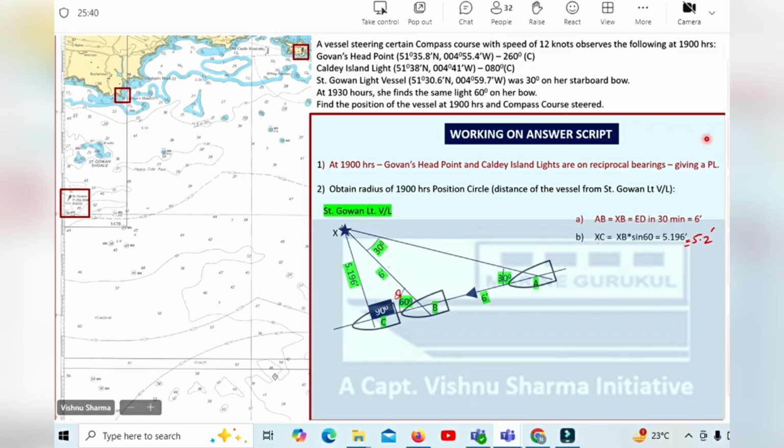Clear? So this 6 miles, how did we get that distance? Which one? The 6 miles. AB and XB, sir. Got from where? From the chart, sir. You have just joined, is it? No, sir. So how did I say, why was AB taken 6 miles? Sir, I missed that part. Engine speed for 30 minutes. 12 knots was the engine speed. So why was AB taken 6 miles? That's my question.